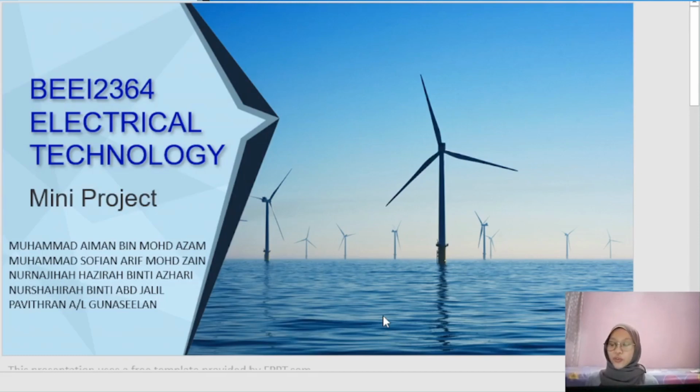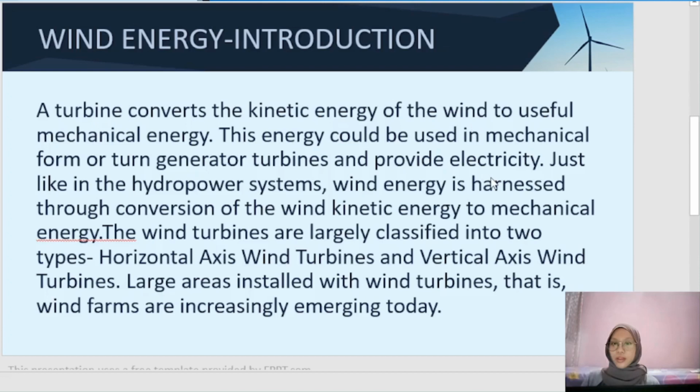For this presentation, we're going to explain the flow, how we did this project, and also how this project functions. For this project, we're going to use wind energy as our renewable energy. A turbine converts the kinetic energy of the wind to useful mechanical energy. This energy could be used in mechanical form or turn generator turbines and provide electricity.